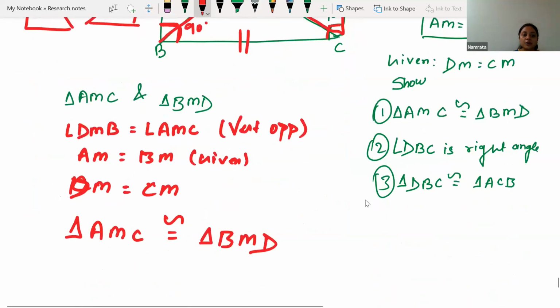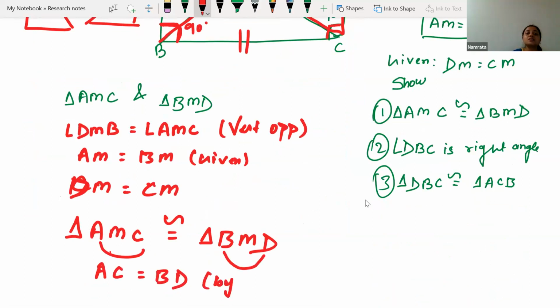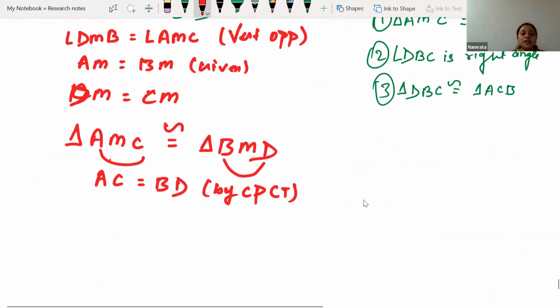From the previous part, which we have proved, I am getting BD and AC as corresponding parts of congruent triangles. From the first part, which we have already proved, we can say that AC is equal to BD by CPCT. That's the use of corresponding parts of congruent triangles. We can also say from here that MC is equal to MD, and BM is equal to AM. Angles also we can say.